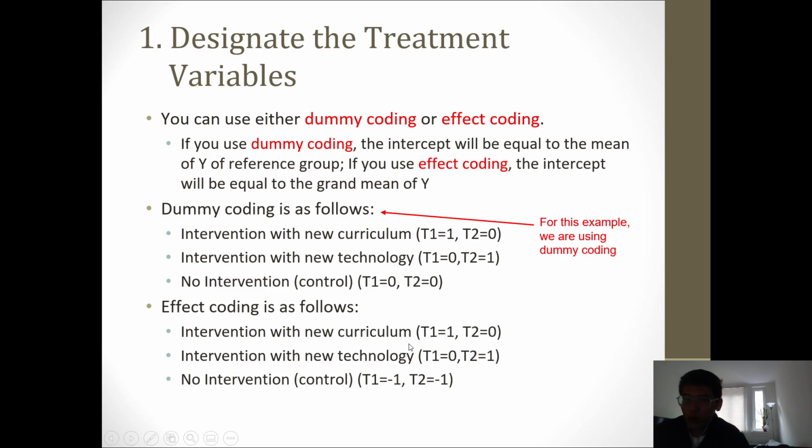We have three groups, right? So the number of treatment variables we're going to use is k minus 1, which is 2. If we have 4 groups, we need 3 variables. If we have 5 groups, it's going to be 4 variables, and so on and so forth. Okay, let's move on.